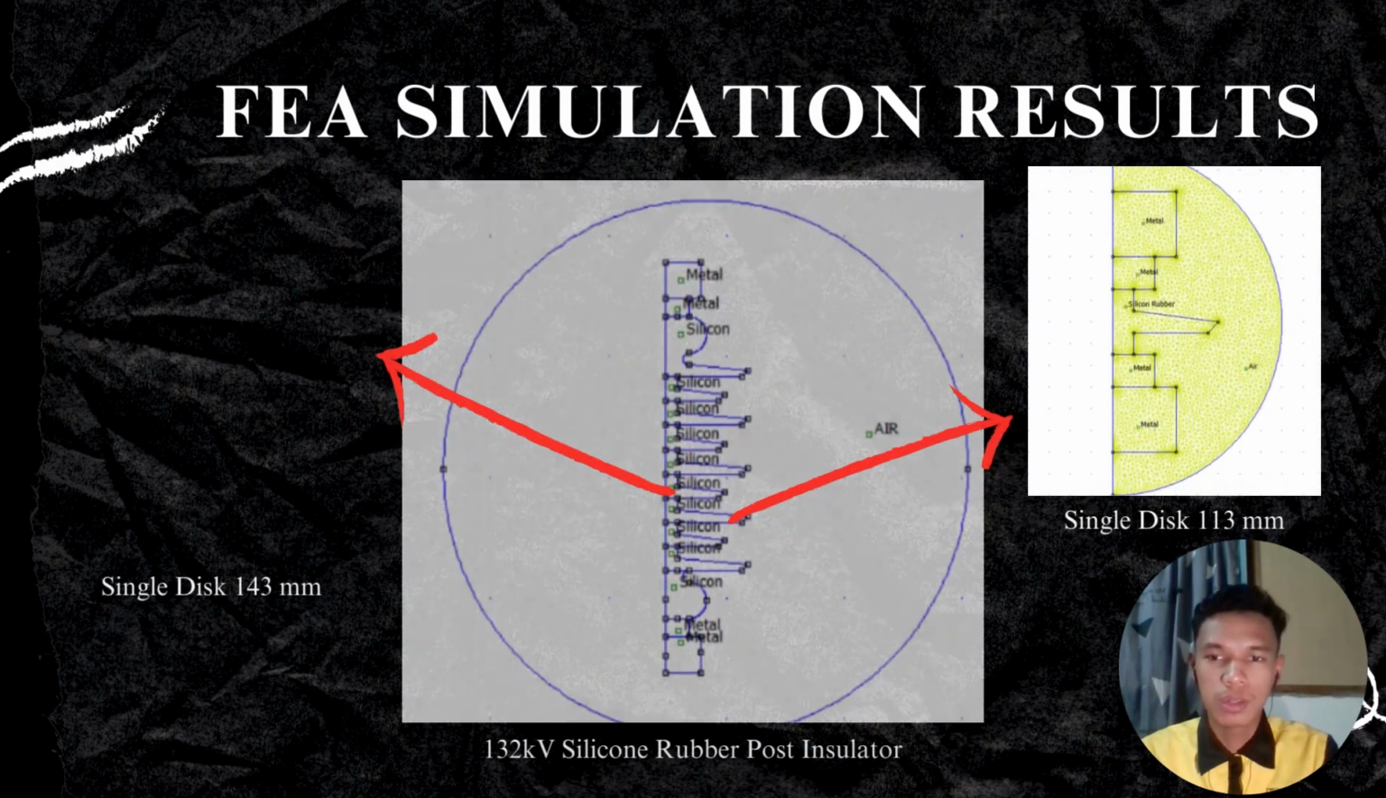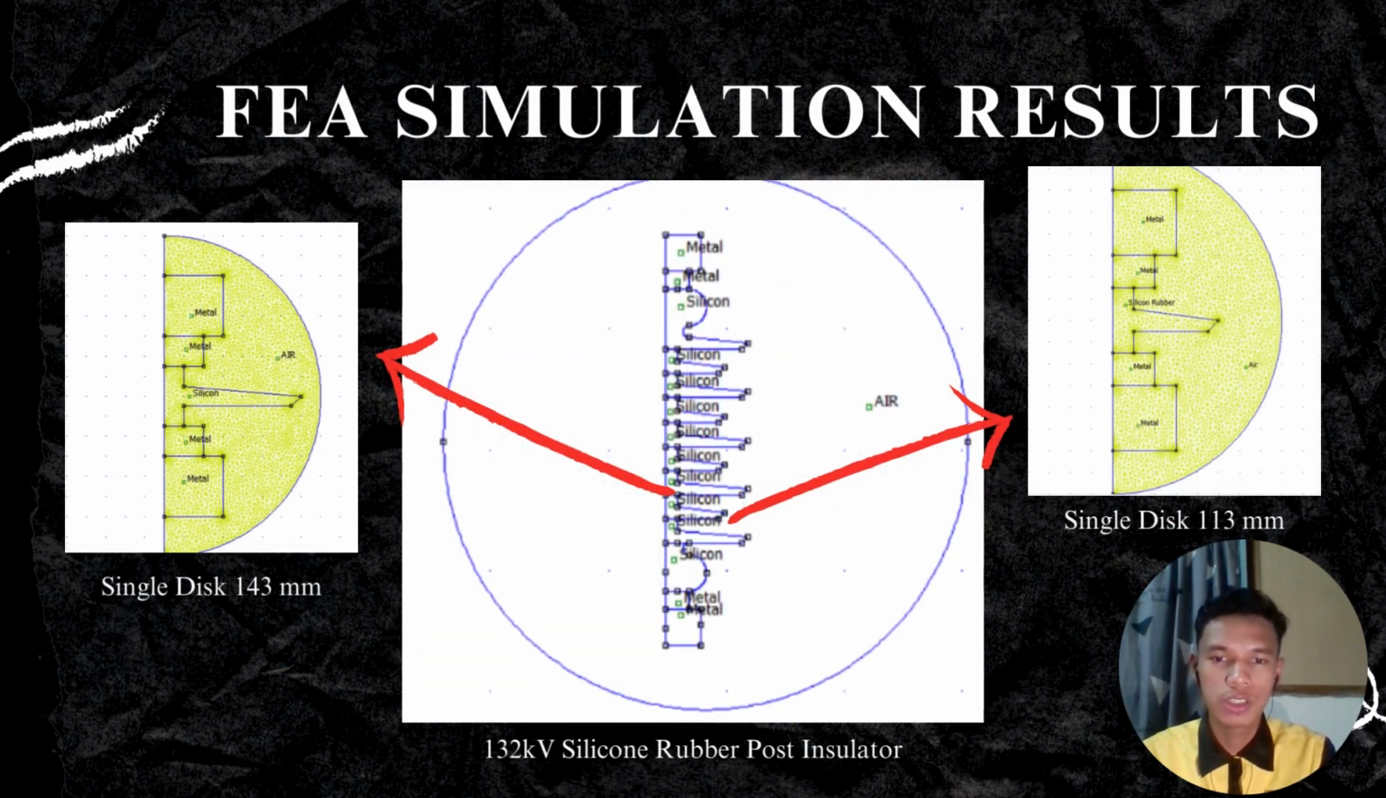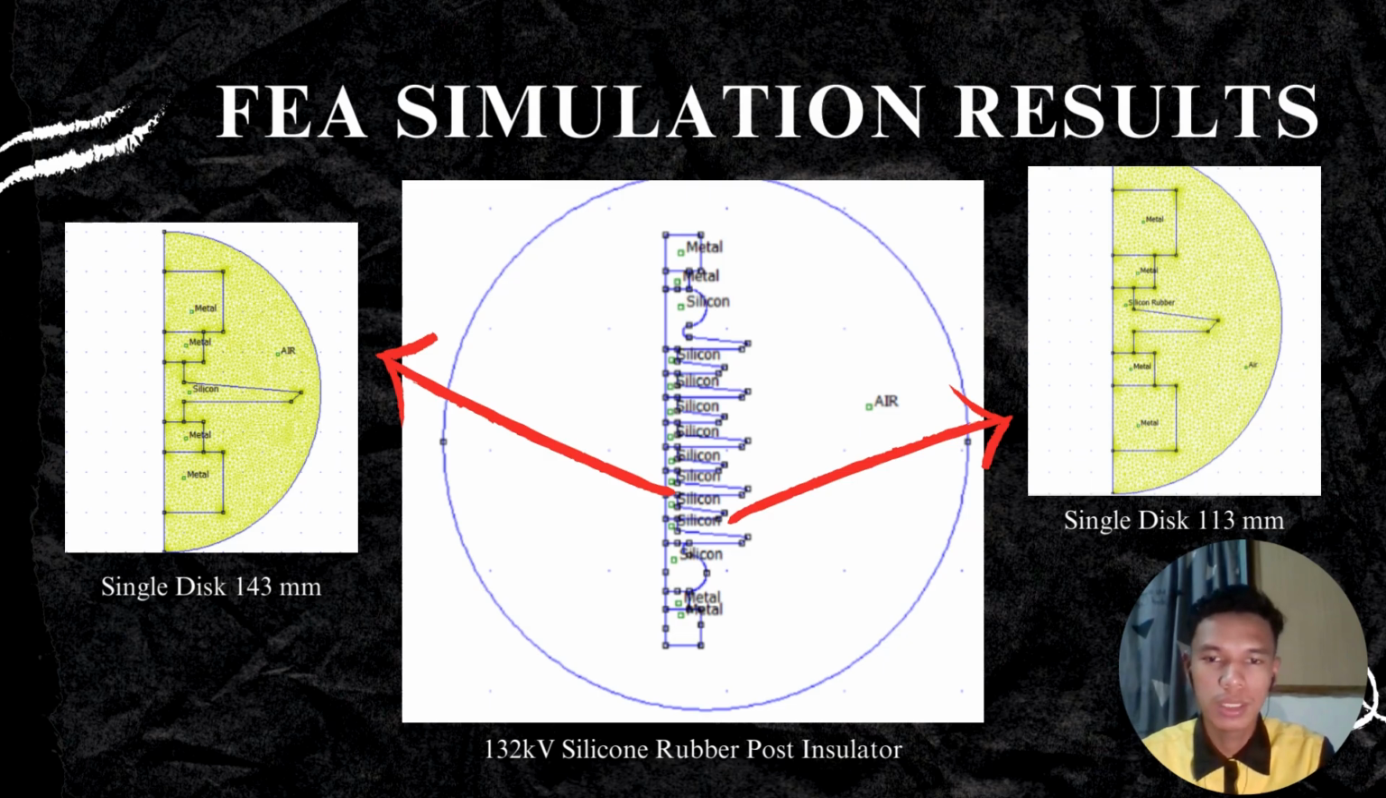Hello and Assalamualaikum. Okay, for the FEA simulation result, as we can see, the middle picture is the photo of the 132 kilovolt post insulator using silicon rubber. And for this design, we have two sizes of shed, the first is 143 mm, and the second one is 113 millimeter.